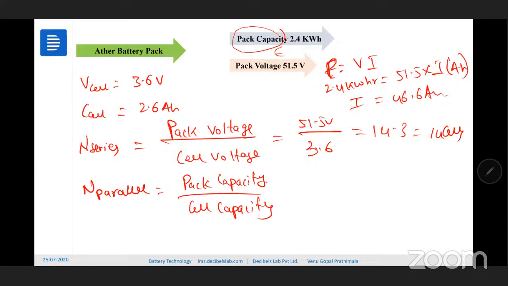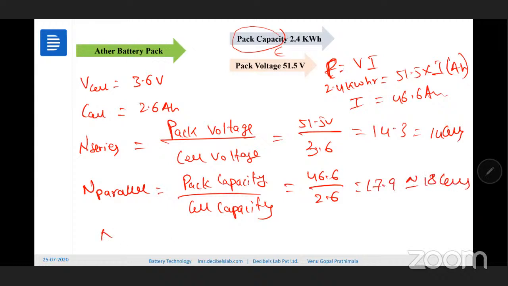Now we know the pack capacity and cell capacity, so we can get the total number of cells connected in series and parallel. So 46.6 divided by 2.6 is approximately 17.9 cells. So let's count it as 18 cells.